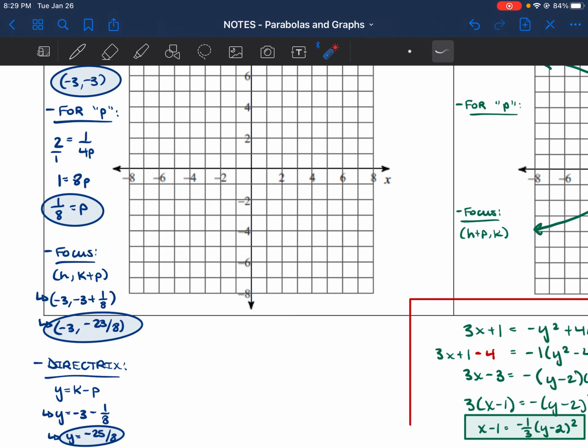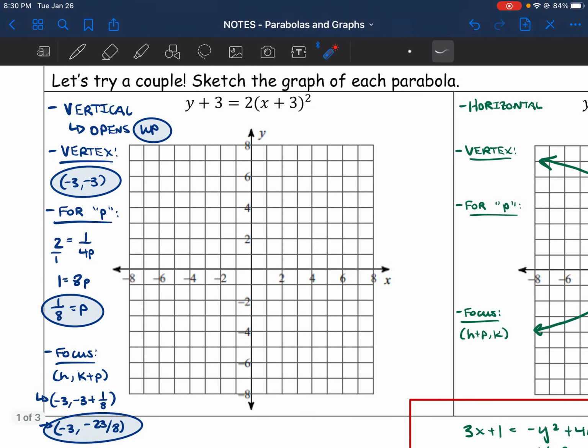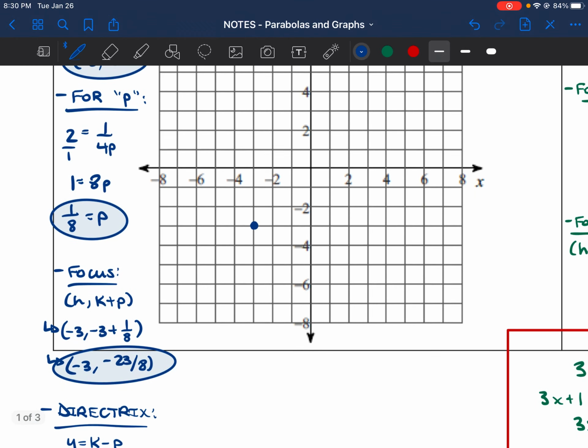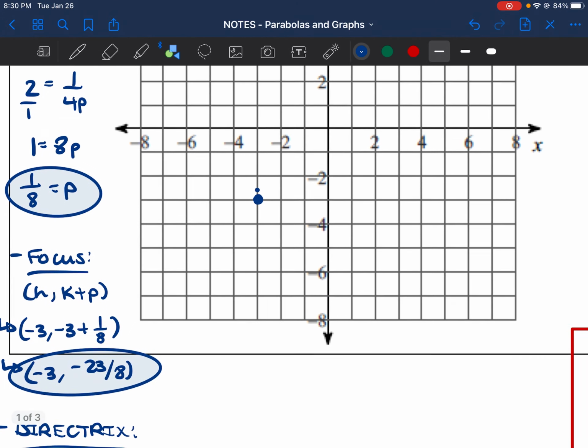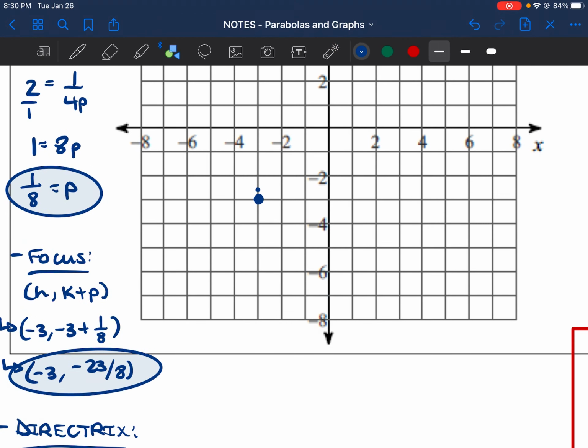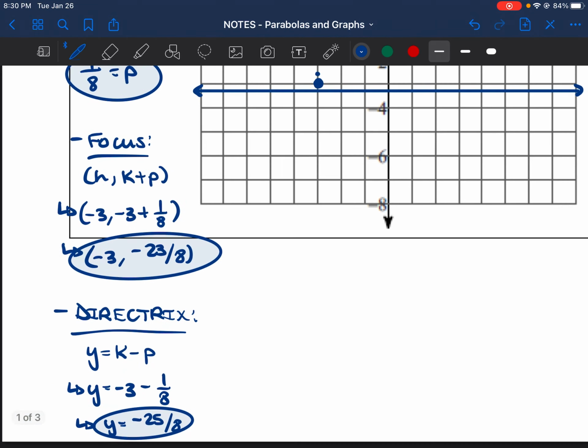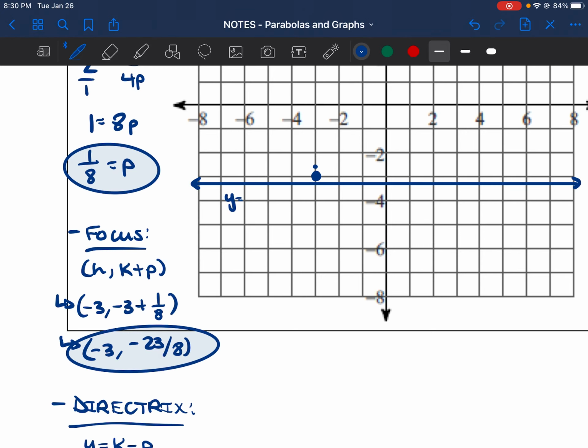All right, so let's go ahead and graph it now. We have all the information that we're going to need. So let's start by plotting the vertex, negative 3, 3, which is right here. Let's go ahead and plot, to the best of our ability, the focus and the directrix. So the focus, negative 3 and then comma negative 23 over 8. That's going to be just a little bit above the vertex. And then the directrix is just going to be a little bit below the vertex. And again, we're sketching here, so we don't need a 100% accurate graph. I'm going to go ahead and say that that line right there, that's y equals negative 25 over 8.